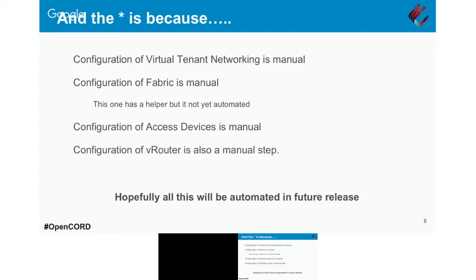that need to be advertised inside the VTN service. The configuration of Fabric is also a little bit manual. There's a helper there, but it only provides a partial configuration, not the entire configuration. The access devices and the vRouter are also manual steps. That makes sense because we don't really know what access devices you're going to use, so we can't tell you exactly how to attach your access device because we have no idea which one you're going to be using. And the same thing goes for vRouter.